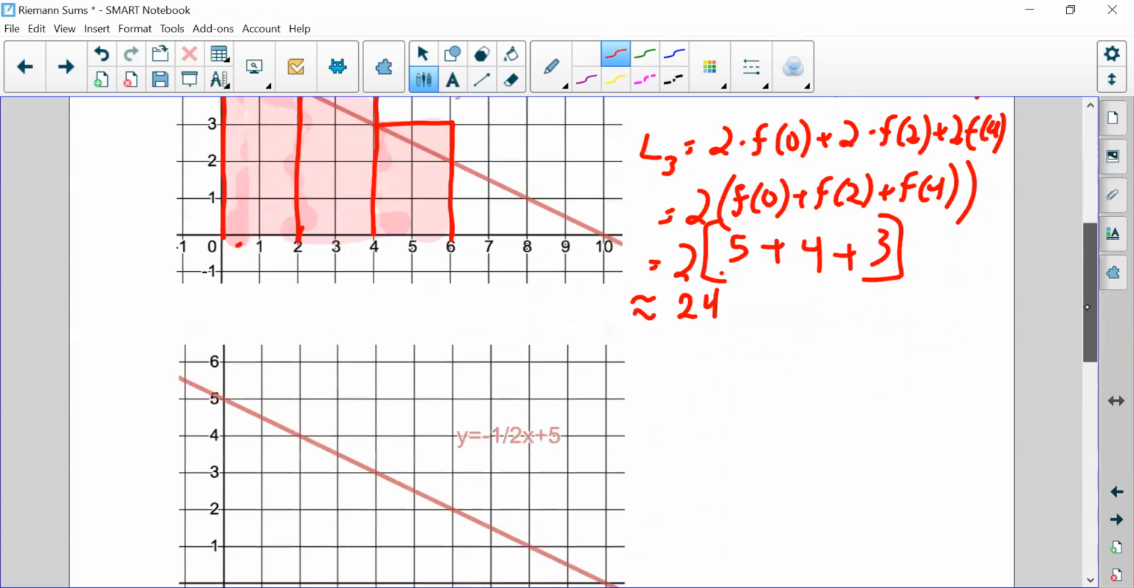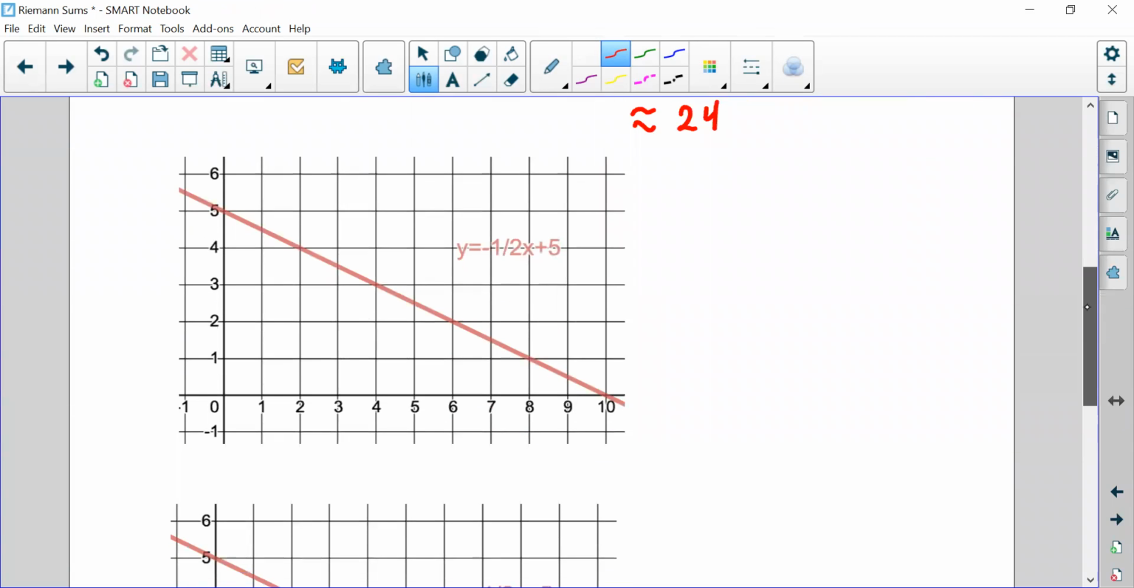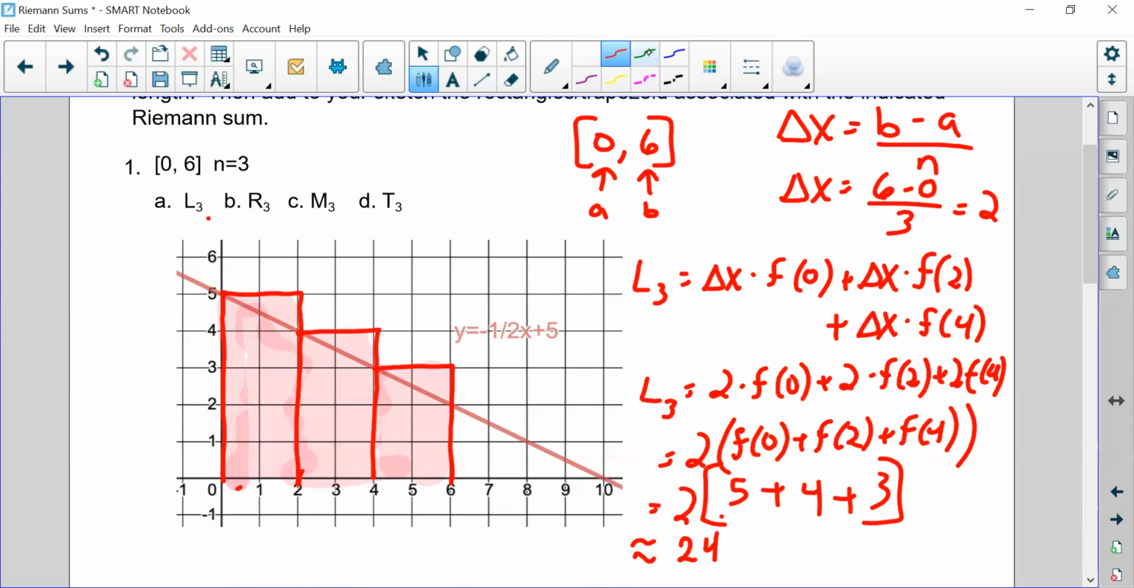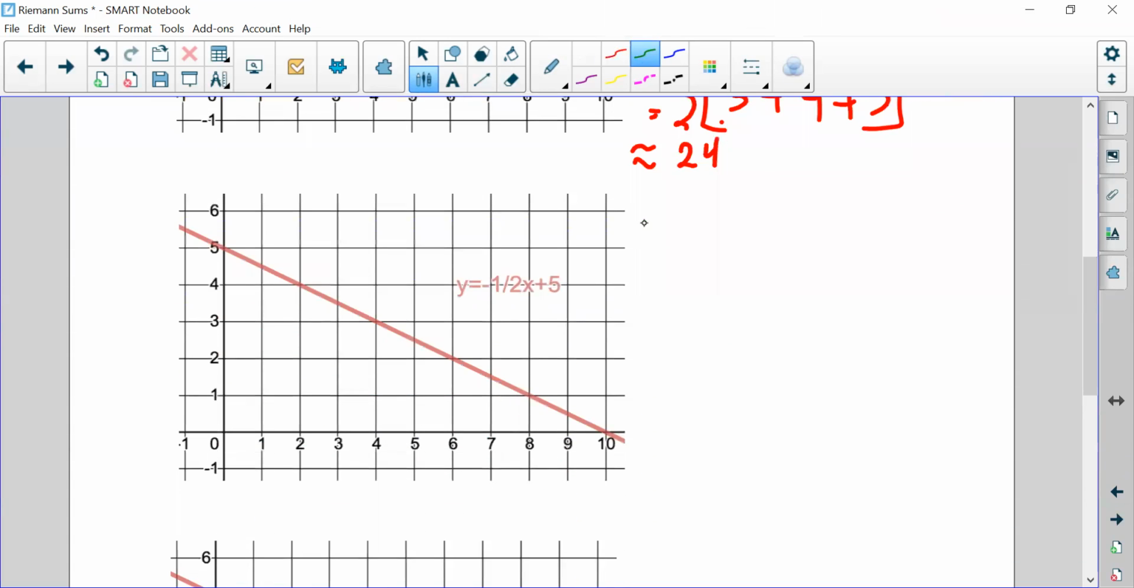Okay, now here I just want you to sketch the graph of R3. So sketch the graph of the right-Riemann sum with 3 subintervals. Still doing from 0 to 6, so the same interval for all of these. What do you think? Is this going to be over or under? Very good. It's going to be an underestimate.